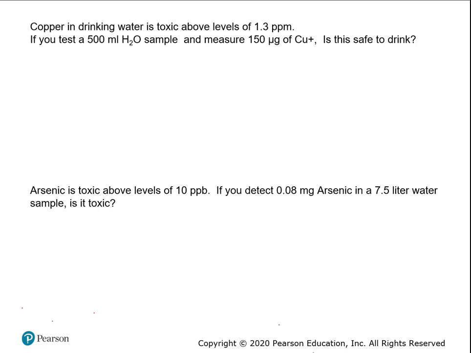So if you test a 500 milliliter sample of water and they measure 150 micrograms of copper, is this safe to drink? So I know my solute amount, I know my volume. So I can figure out parts per million just knowing those two numbers. What are the units that I've got to put them in? Grams divided by milliliters. Okay? So I'm going to have to put the solute mass into grams. So my solute amount is 150 micrograms of copper. That's not grams, so I know that I have to do a unit conversion and put it into grams.